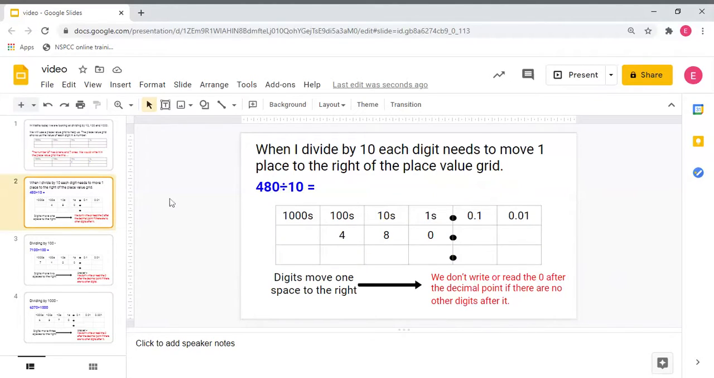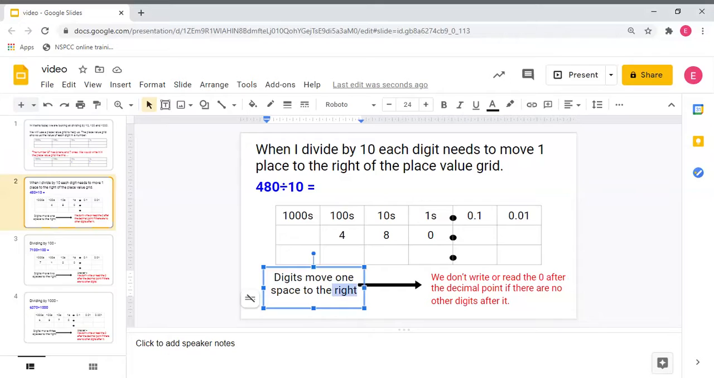Let's have a look at dividing by 10 first. So I've got the problem 480 divided by 10. I've taken 480 first and I've written it into my place value grid. I know in 480 I've got 4 100s, 8 tens and 0 ones. Because I am dividing, I know that my digits are going to move to the right. Because I'm dividing by 10, they're each going to move one place to the right. There's 1 0 in 10, so I'm going to move my digits one place to the right.